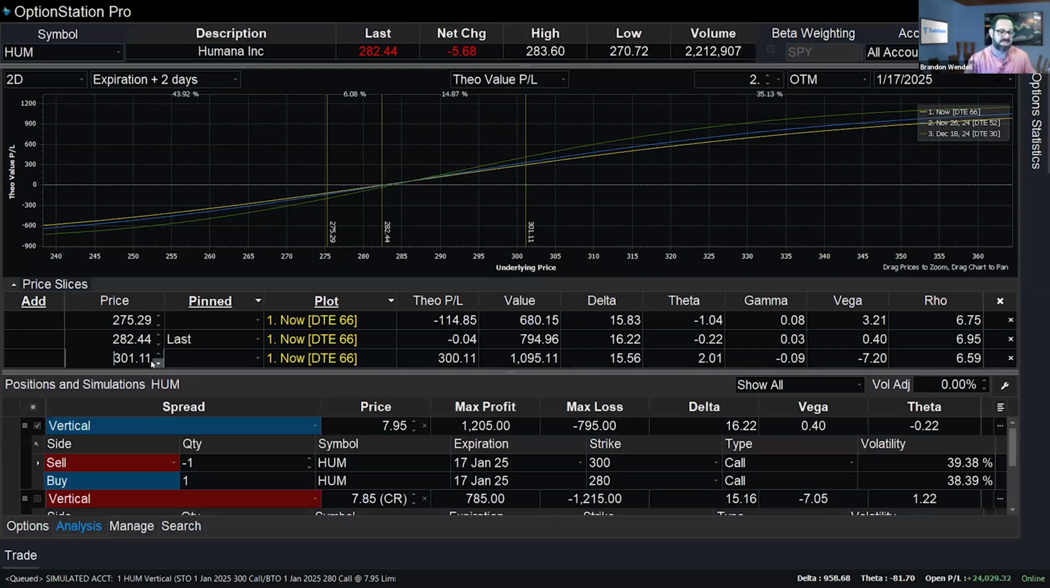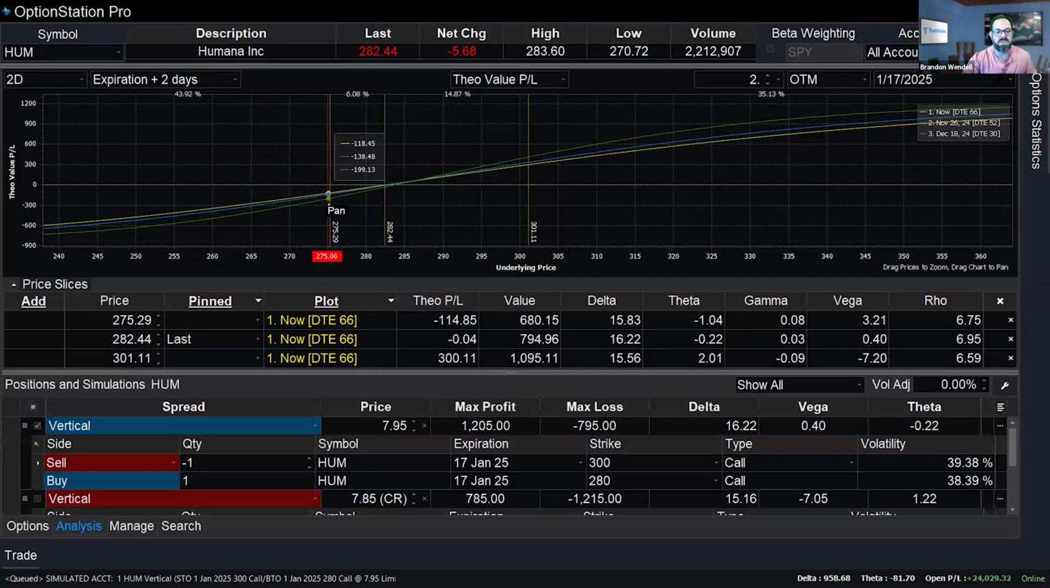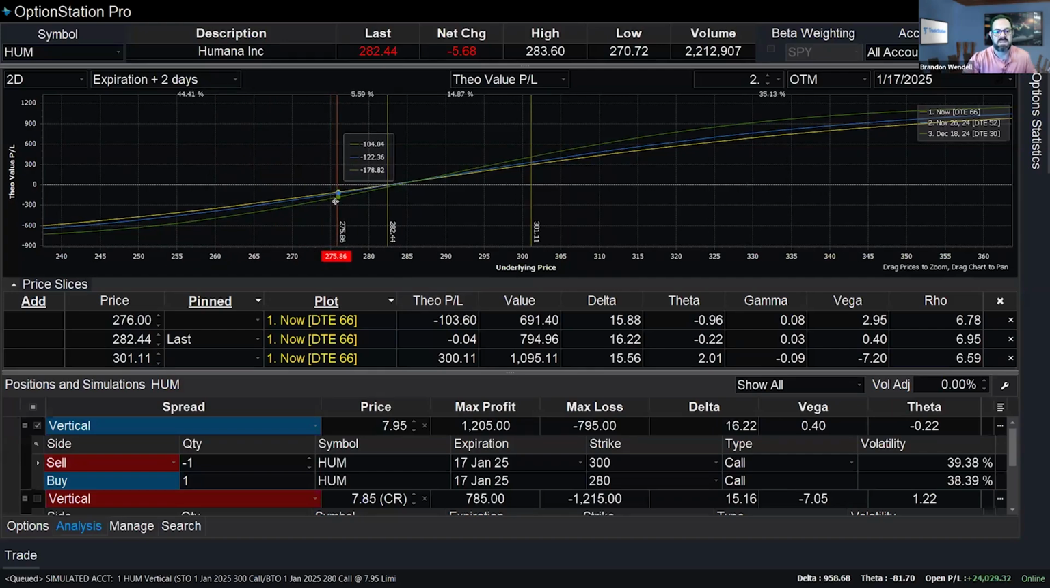So roughly 300 bucks. Now, how much will I lose, or where would price have to go for me to lose 100 bucks? Roughly 276. Again, it didn't change much. It was at 275 before. So now it's 300 and 276. That's where I will either hit a profit of roughly $300 or I would lose roughly $100. I'm willing to risk 3 to 1, or risk 1 to make 3.